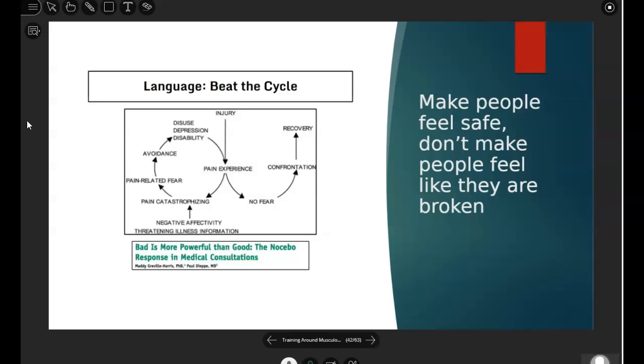So I like this chart. Imagine two people. One person actually does have a pain experience, and they don't have fear around it. They recognize that it's just a normal part of being physically active. They do all the right things, and then they recover. But then let's take another person. They have a pain experience, and then they're catastrophizing it, and so they avoid movements, which leads to disuse, which leads to greater pain experience.